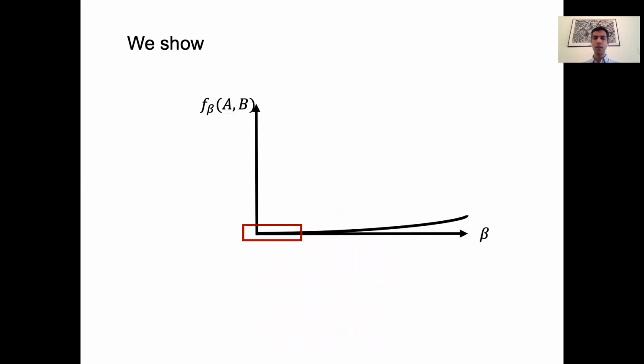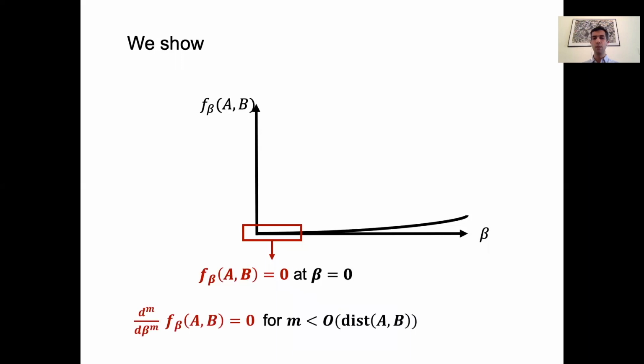In particular, we show that this function at beta equals 0, meaning at infinite temperature, is 0. This makes sense since the Gibbs distribution at infinite temperature is just the uniform distribution, and the spins are not correlated. But not only that, we also show that the first m derivatives of this function are also 0, where m scales with the distance between the observables. In other words, this function looks very flat close to the origin. Then we show that in the range of inverse temperatures where the partition function is analytic, this function is also analytic.